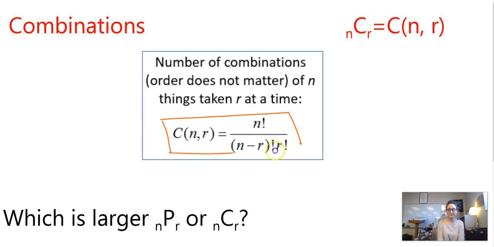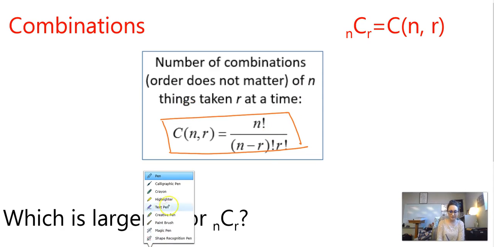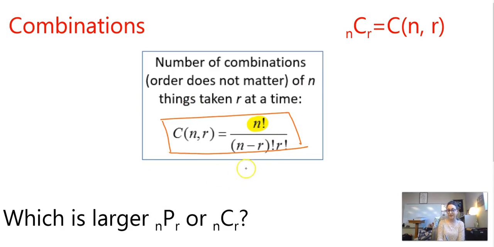So a combination, the number of combinations where order does not matter of n things taken r at a time. Notice that it's similar. I still have this n factorial in the numerator. I still have this n minus r factorial in the denominator. But then I also need an r factorial in the denominator. Okay? So which would you say is larger, a permutation of n r or a combination? Yes, a permutation, because for a combination where order does not matter, I need to divide out all those extra times that we had, that repetition.